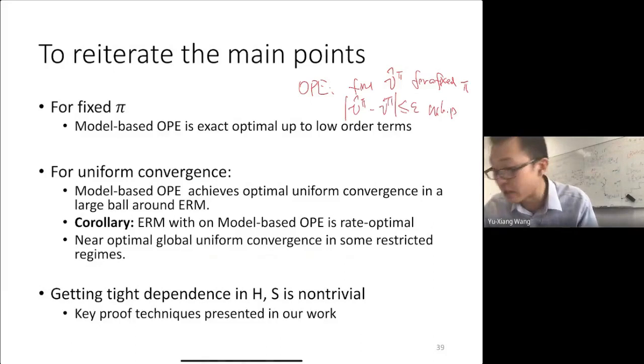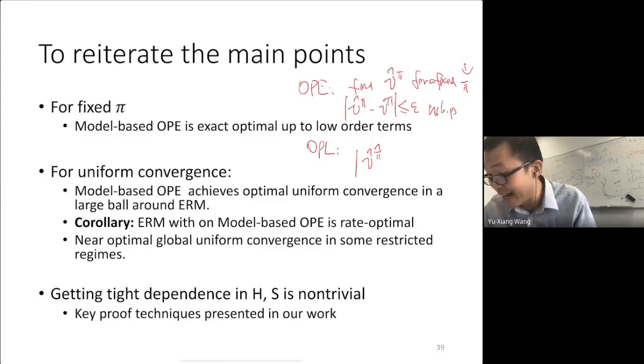You are given a policy that's not chosen according to the data. On the other hand, in OPL, off-policy learning, this pi depends on the data. So you need to evaluate pi hat as a function of the data against its actual value, and you want to show that this is within epsilon. So the second problem is a much harder problem. And one way to approach this is through the so-called uniform convergence algorithm.